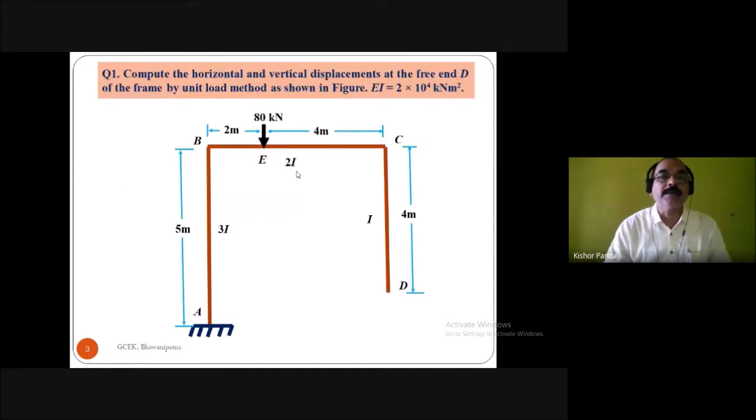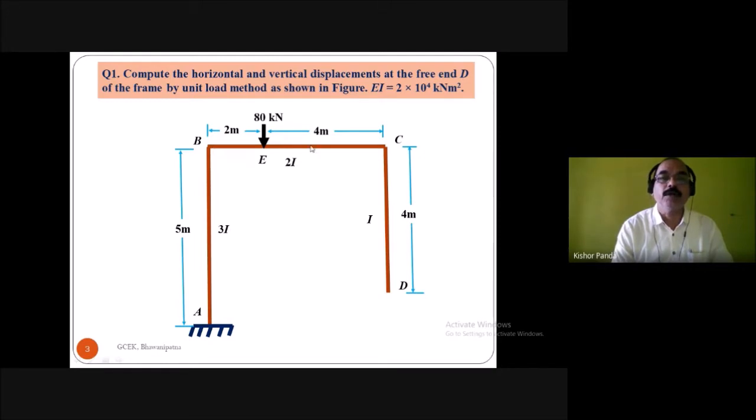So, coming to one example: compute the horizontal and vertical displacement of the free end D of the frame by the unit load method, as shown in the figure. EI is given as 2 into 10 to the power 4 kilonewton meter square. This is a frame ABCD. AB and CD are the vertical members and BC is the horizontal member.